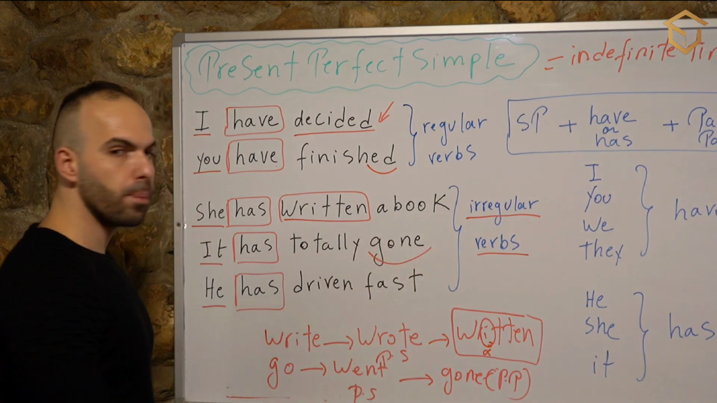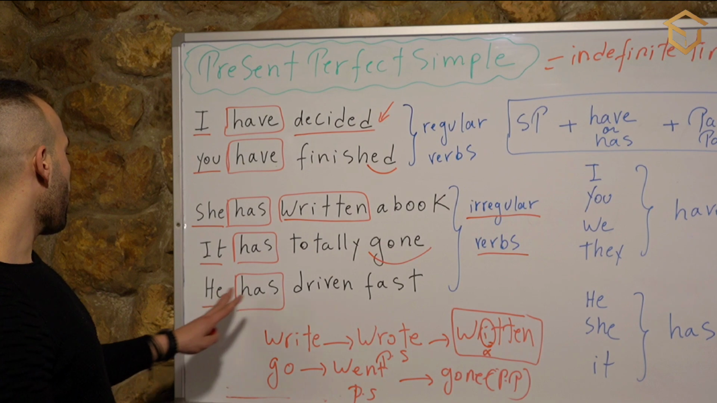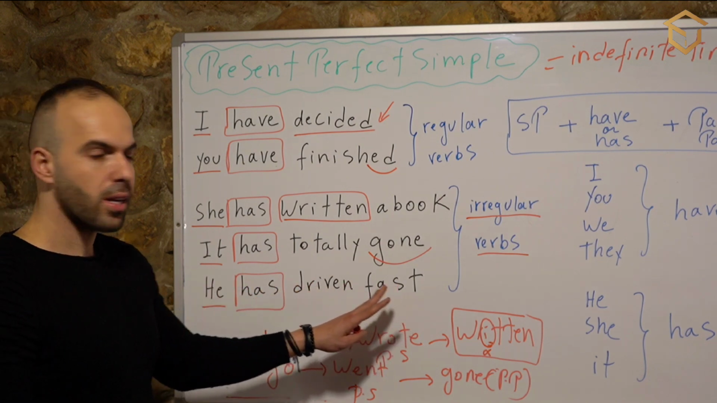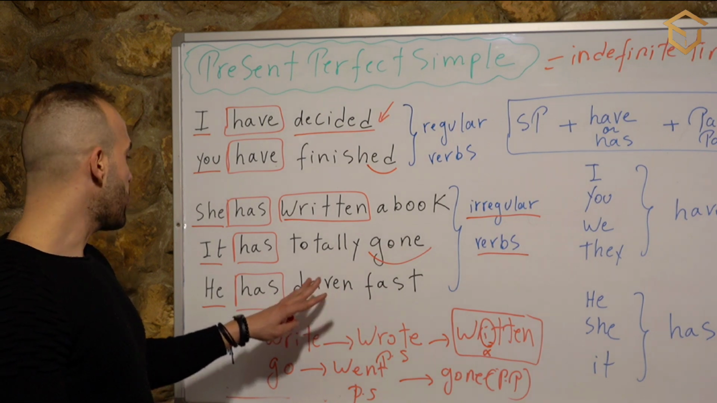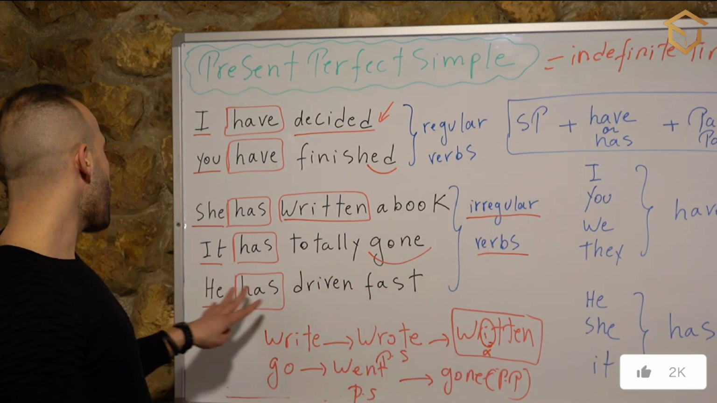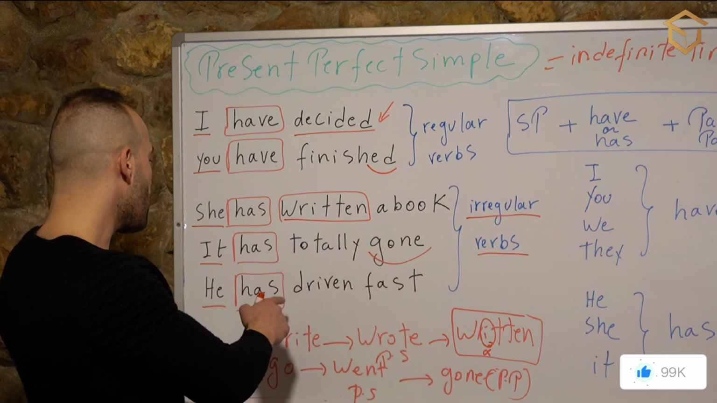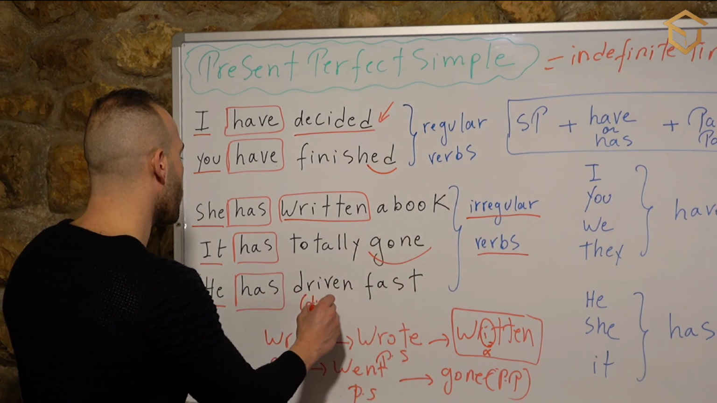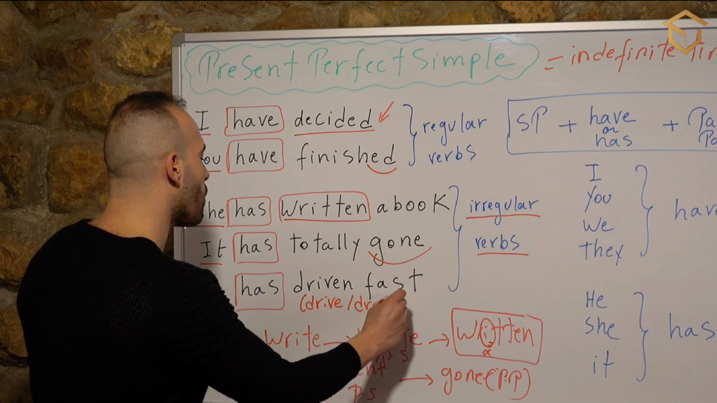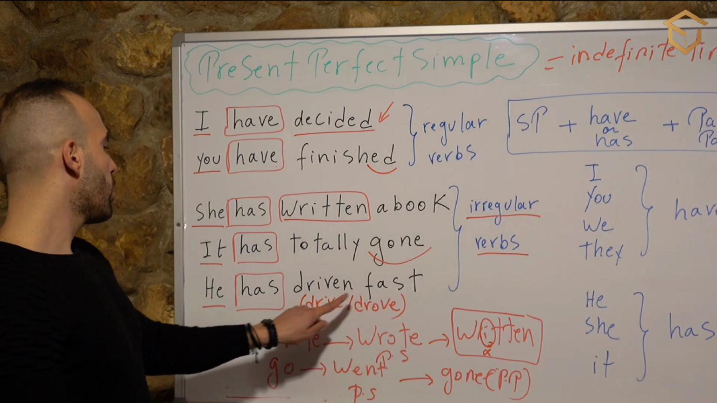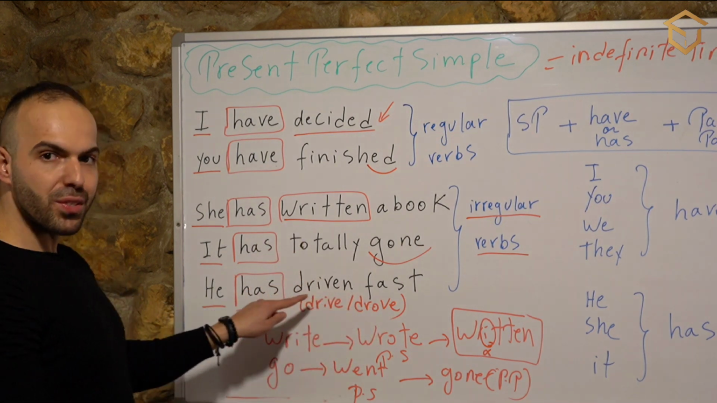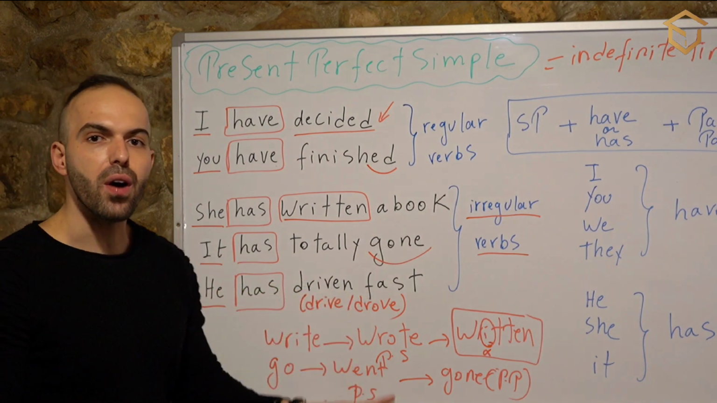That's the original form. Now in the case of drive, he has driven fast. Driven. So as you can see, we apply the same rule as for written. So driven comes from drive, the original form, which in past simple is drove. So drove in the past simple, but in the past participle form, driven. He has driven fast.